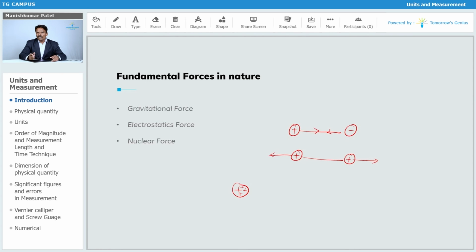This nuclear force might again be divided into strong nuclear force and weak nuclear force. But fundamentally we can say that among the gravitational force, electrostatic force and nuclear force, the nuclear force is the strongest one. That we have also just seen. It is the strongest amongst the three.